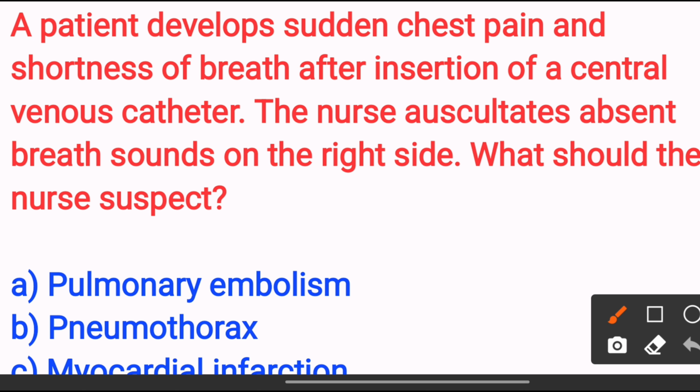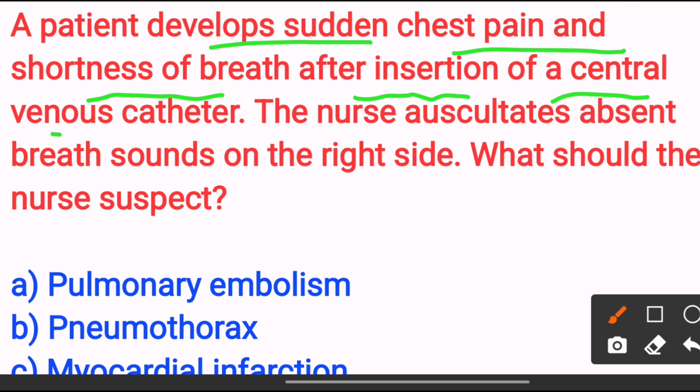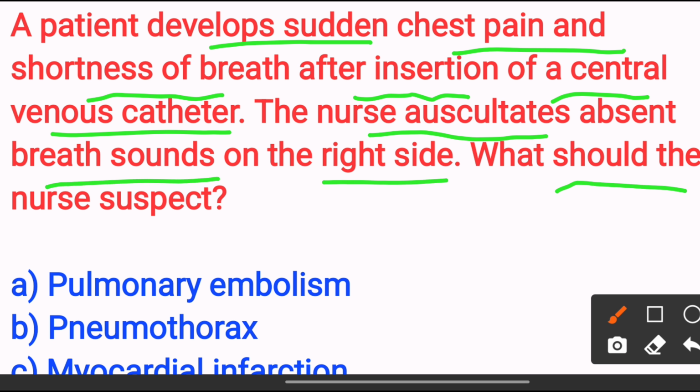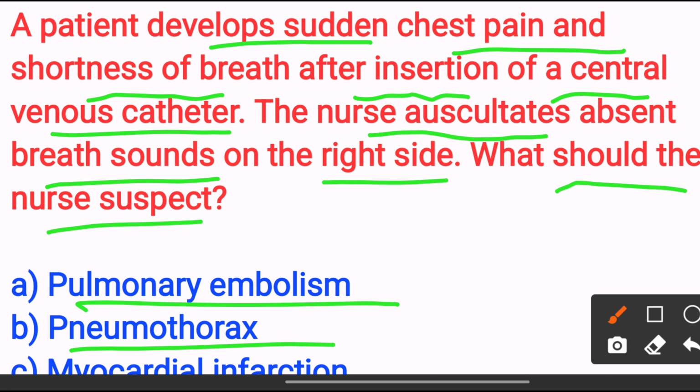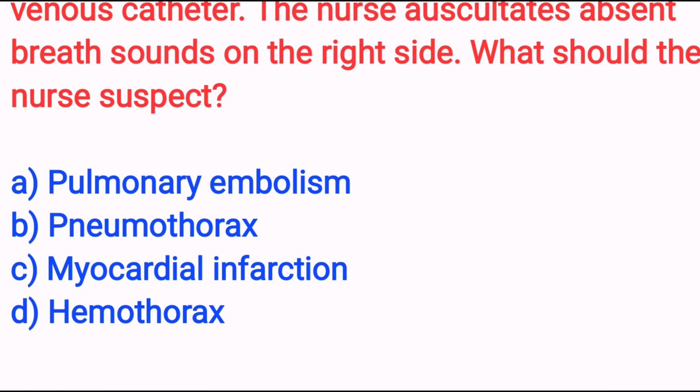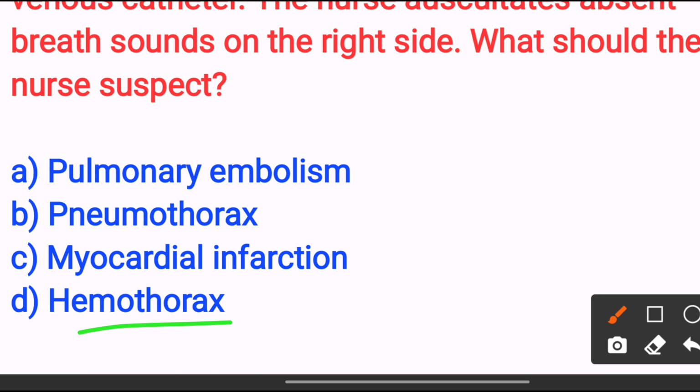A patient develops sudden chest pain and shortness of breath after insertion of a central venous catheter. The nurse auscultates absent breath sound on the right side. What should the nurse suspect? Option A, pulmonary embolism. Option B, pneumothorax. Option C, myocardial infarction. Option D, hemothorax.